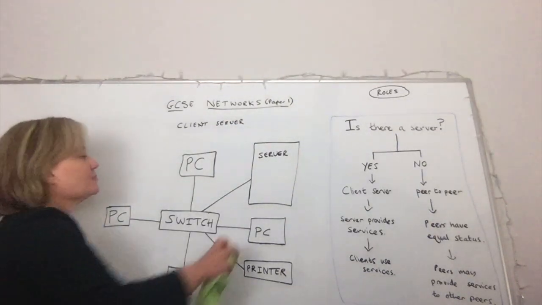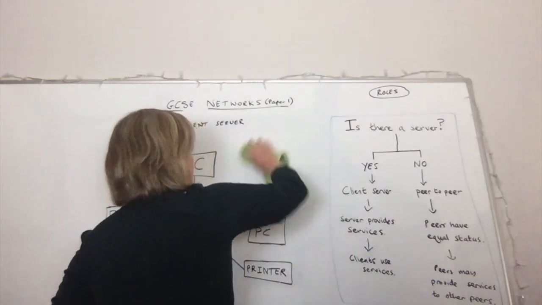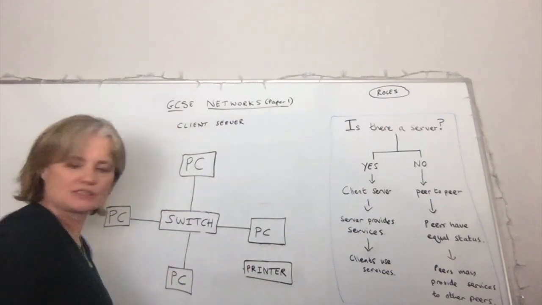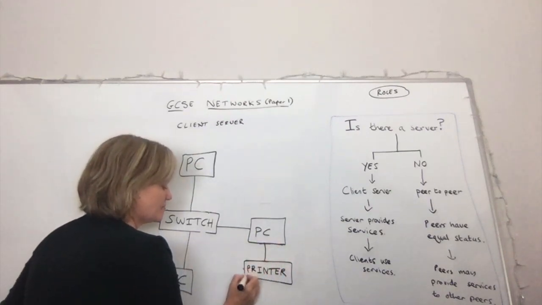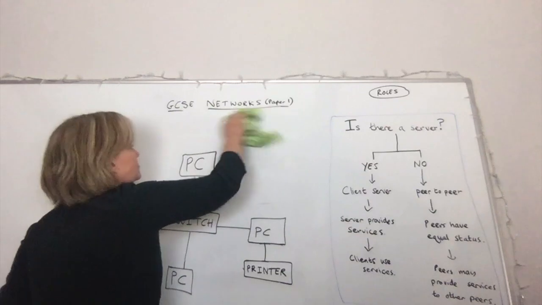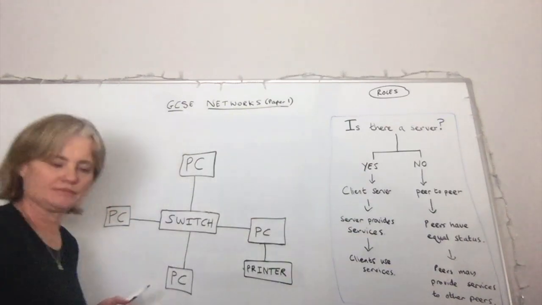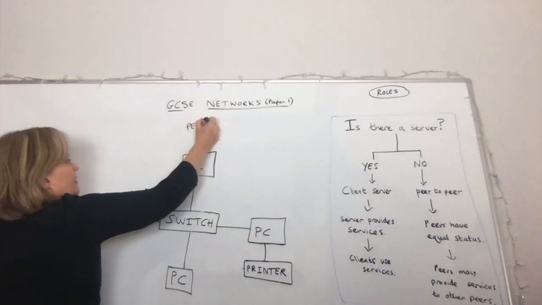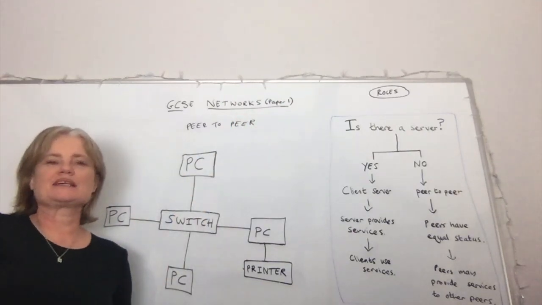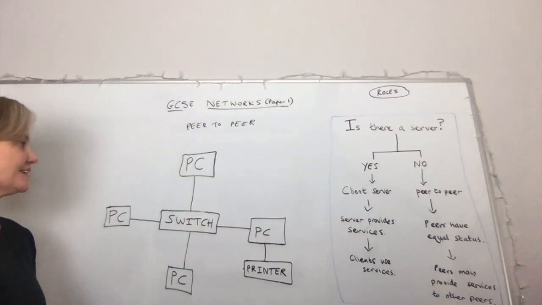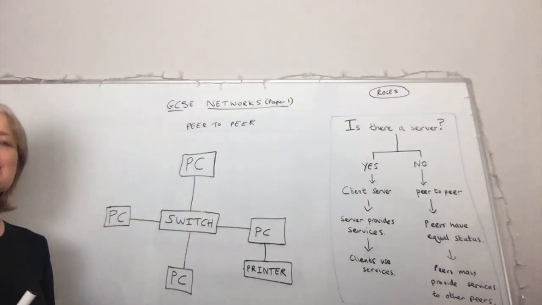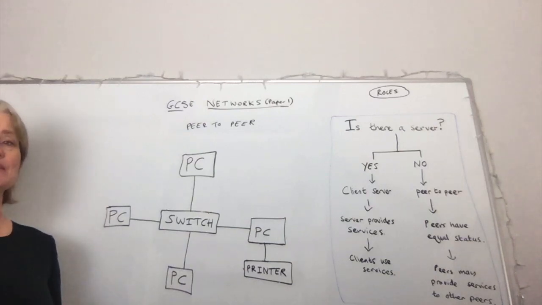So in a peer-to-peer network, we won't have a server. And what I'm going to do is attach that printer there to this computer here on the network. And this is no longer a client-server, this is a peer-to-peer network setup. Now, a peer-to-peer network may be more like something that we would have in a small business or in somebody's home. So there's no server, and the PCs are referred to as peers. They have equal status. You may refer to other people in your year group as your peers.